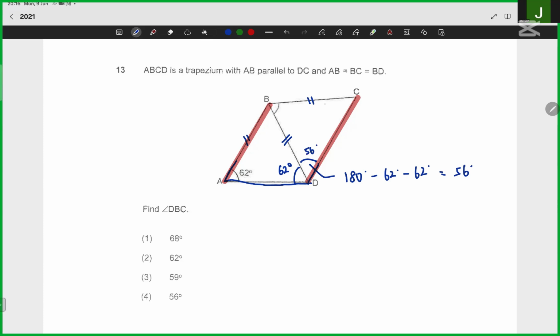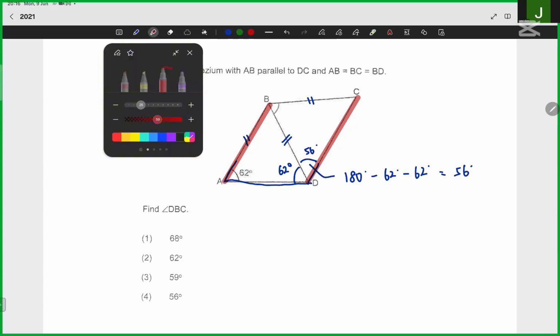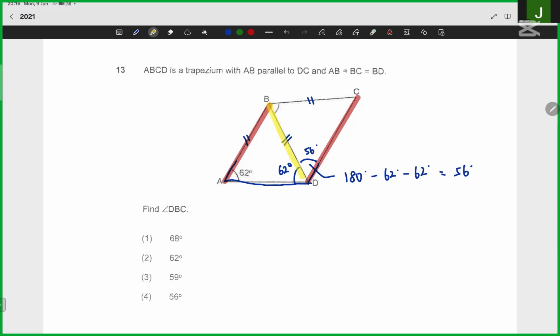Which means that this is also isosceles. So this angle will also be 56. Then find DBC, right? It is 180 minus 56 minus 56. That's 112 taken away, so 68. Option number 1.